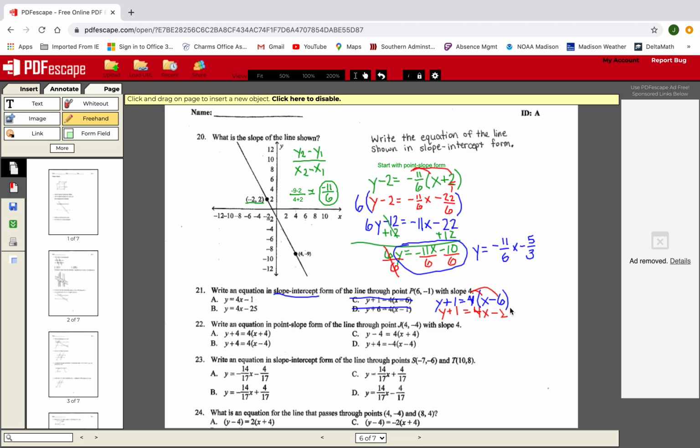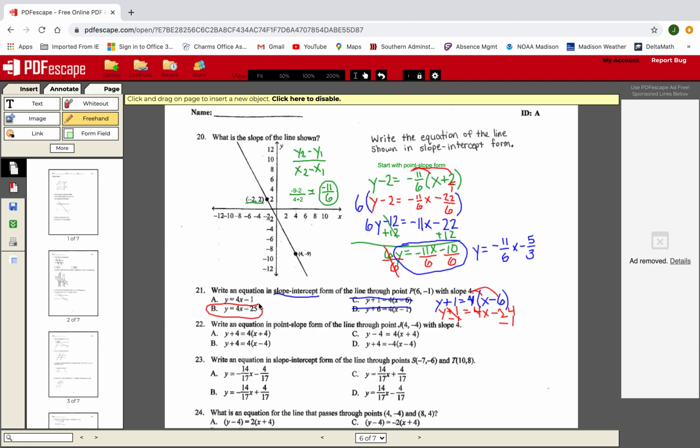So the only thing that I have left to do here is get my pen working better. Is to subtract 1 from both sides. You can probably already see which answer it is, though. Hopefully you can. Okay, so that's going to go away. Then we've got 4x, and then negative 24 minus 1 is negative 25, so B it is.